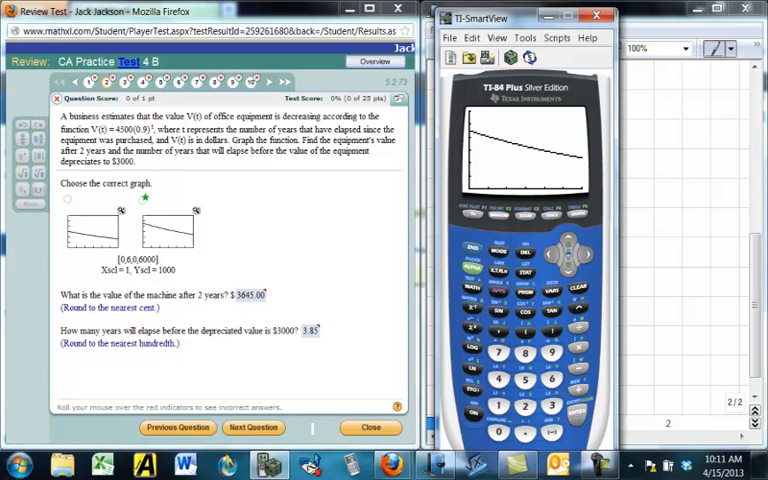Now, we have two types of questions next. One where they give us an x and we want to find a y, and one where they give us a y and we want to find an x. So the first one is, what is the value of the machine after 2 years? They give us the x, we want to find a y.